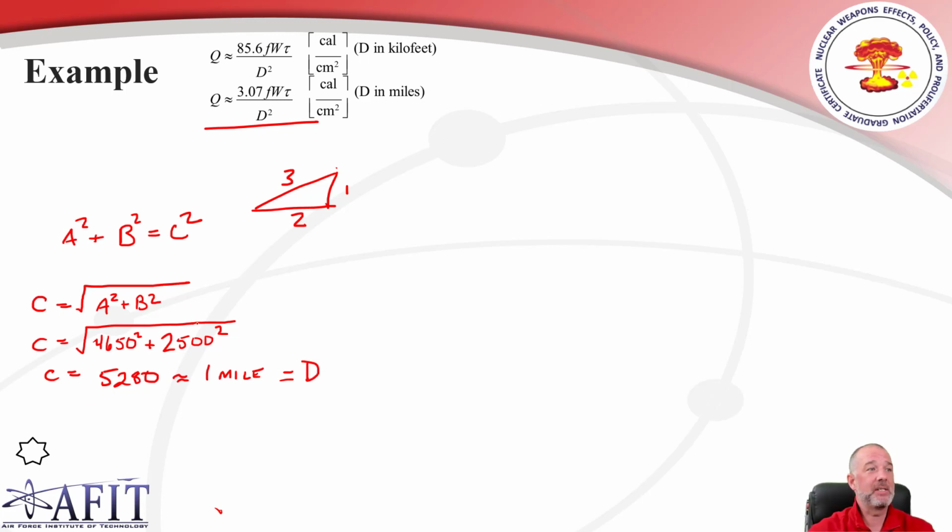All right, now what's the next thing that we need to do? The next thing we need to do is ask, what's our thermal fraction? And again, we're only at a height of burst of 4.6 kilofeet, which is well below 15,000 feet. So we can go ahead and assume that our fraction is going to be, again, our 0.35.